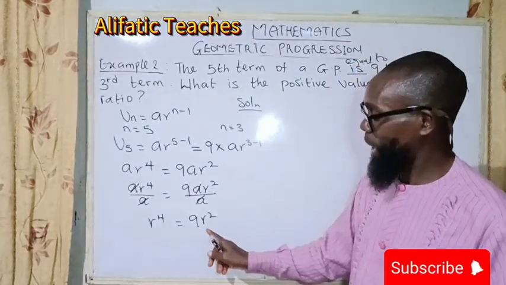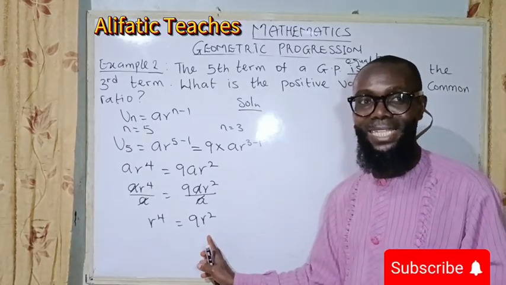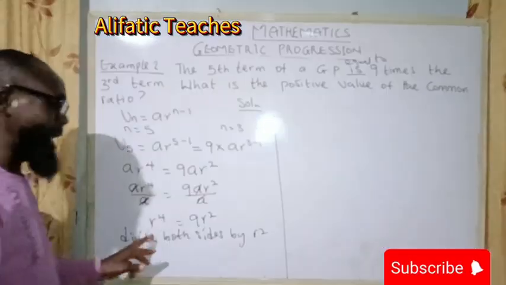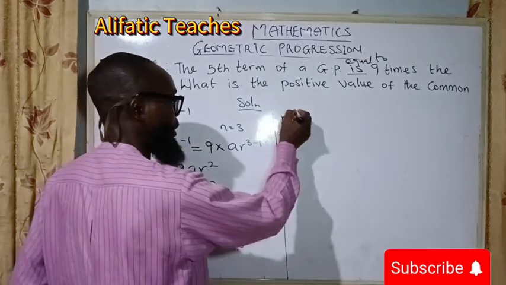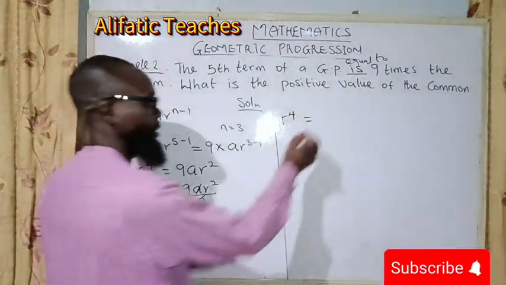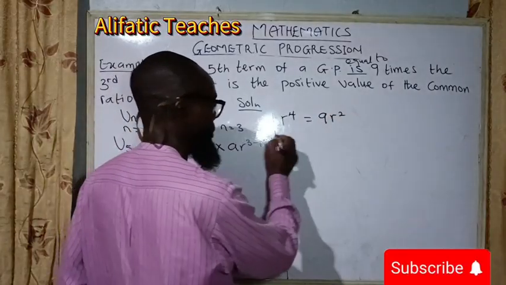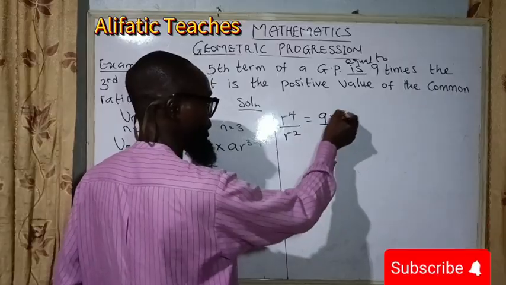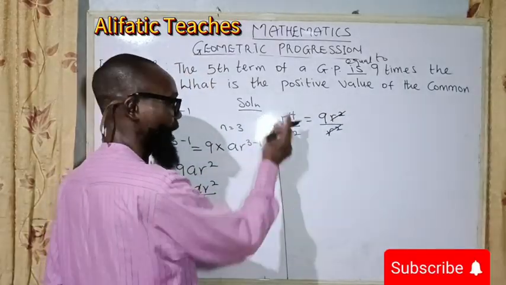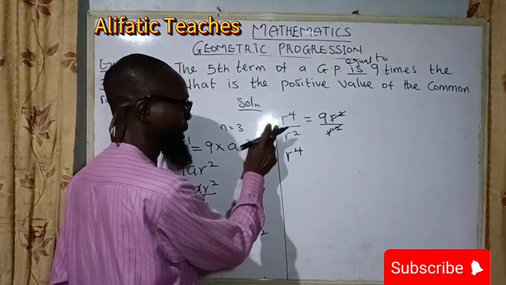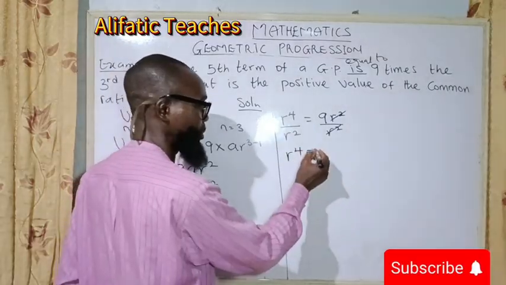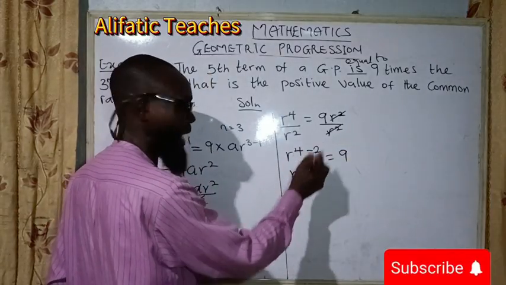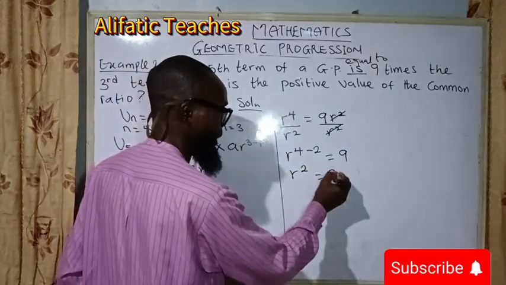Okay, I want to make sure R is not appearing on the right-hand side. So by dividing both sides by R squared, I have R raised to power 4 equals 9R raised to power 2 divided by R raised to power 2. This R^2 goes into this R^4, pick one of these. R raised to power 4 divided, we change to minus 2, is equal to 9. R raised to power 4 minus 2, I have R^2 equals 9.